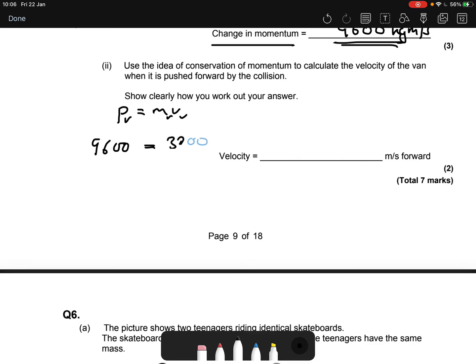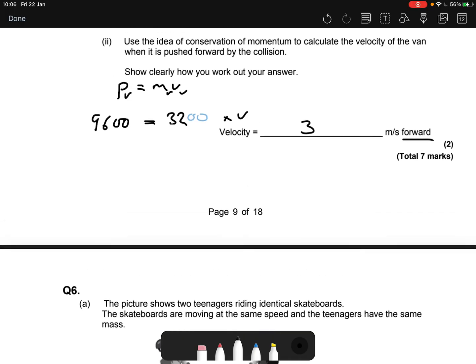3,200 times its velocity. That's easy. So v is equal to 3 meters per second.